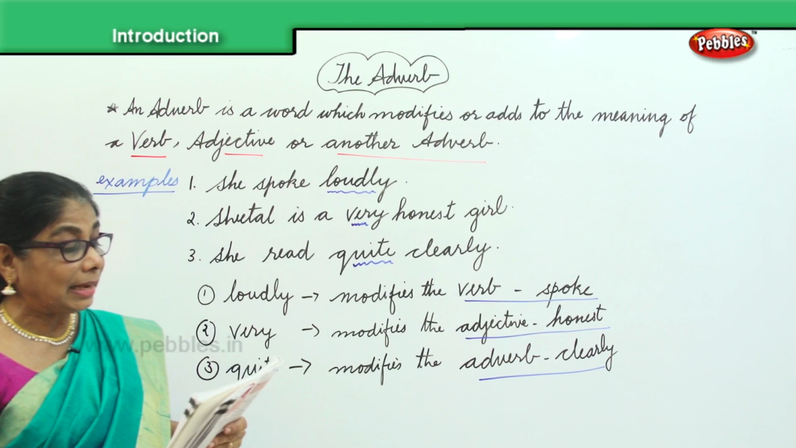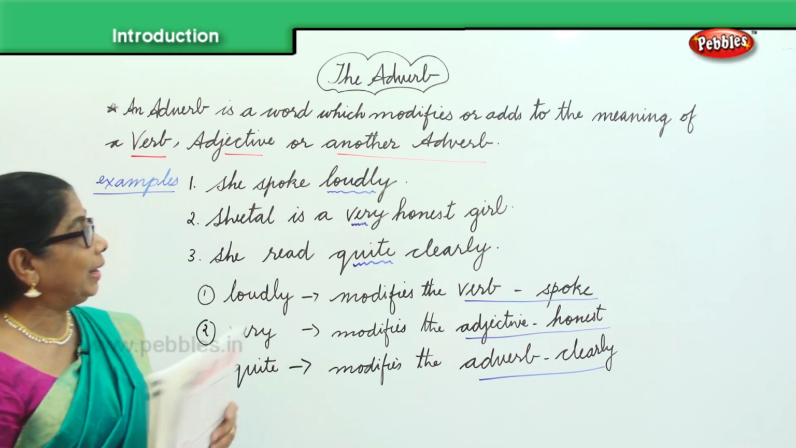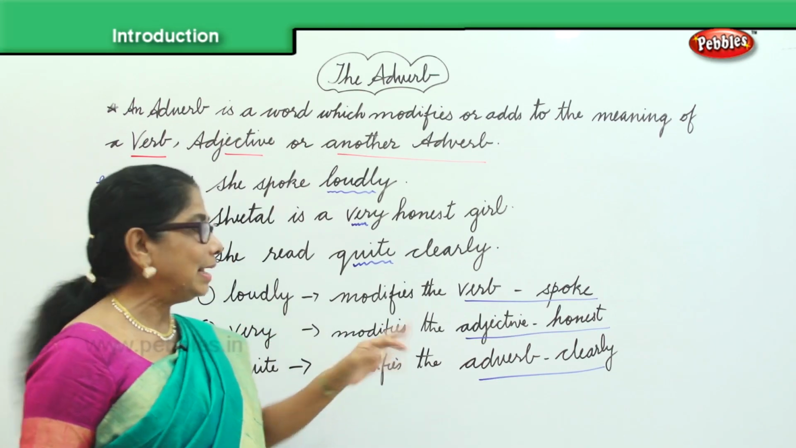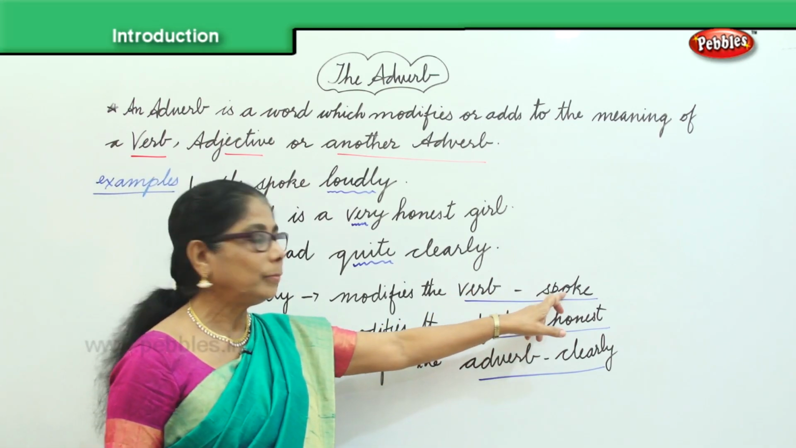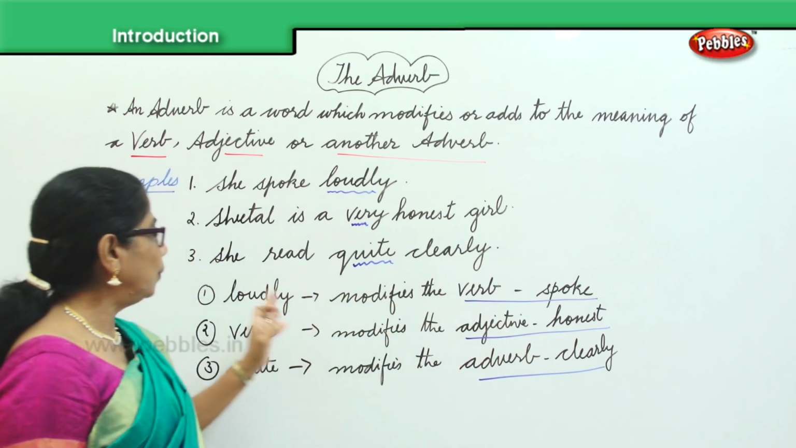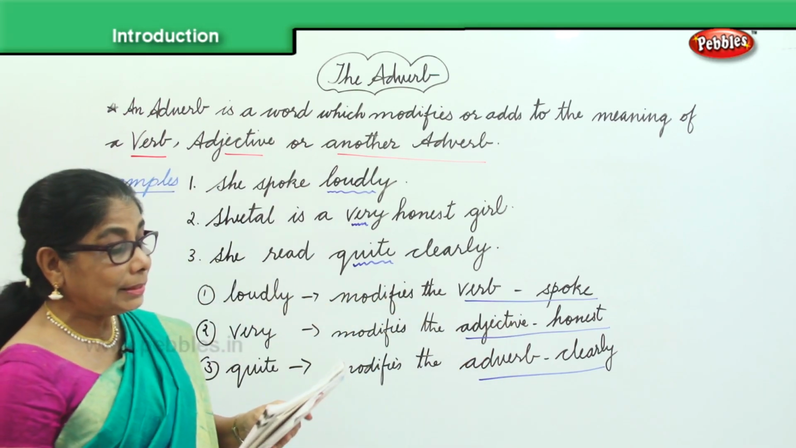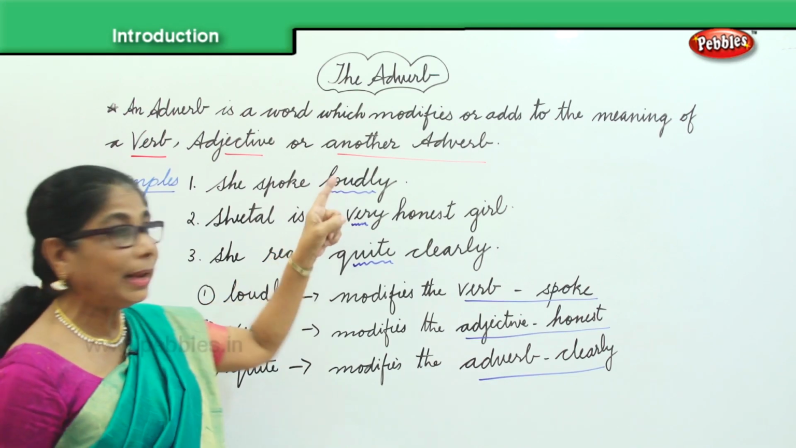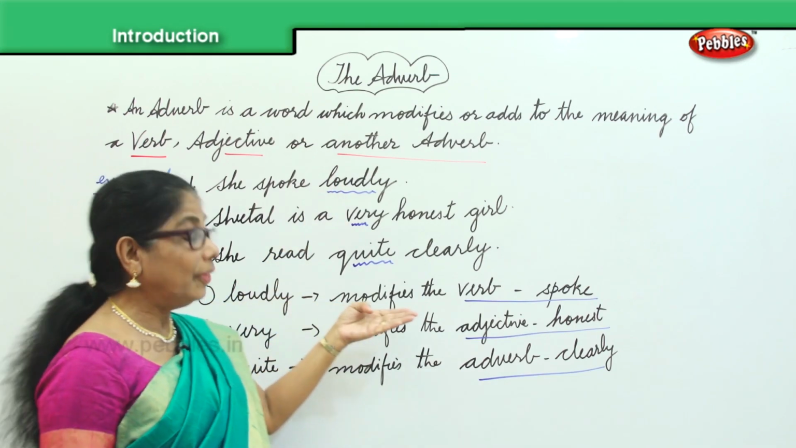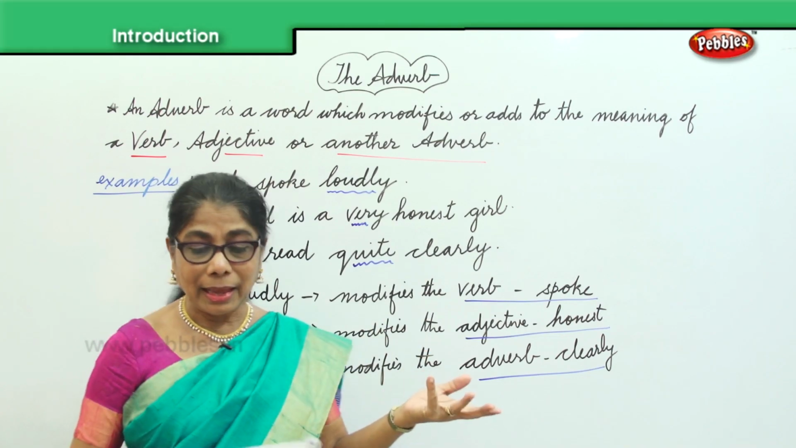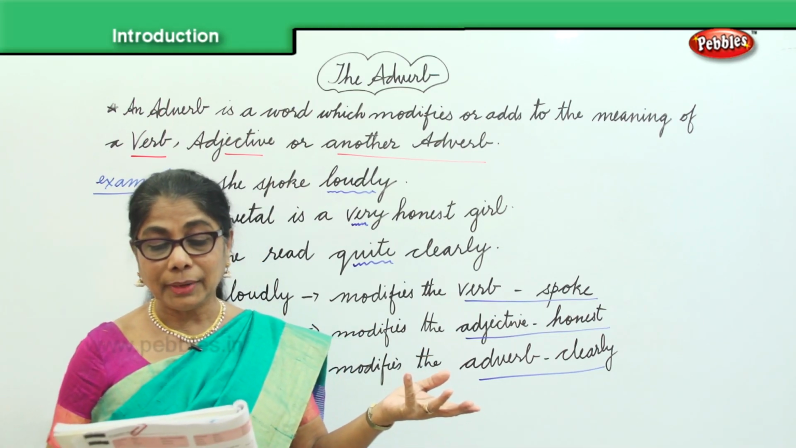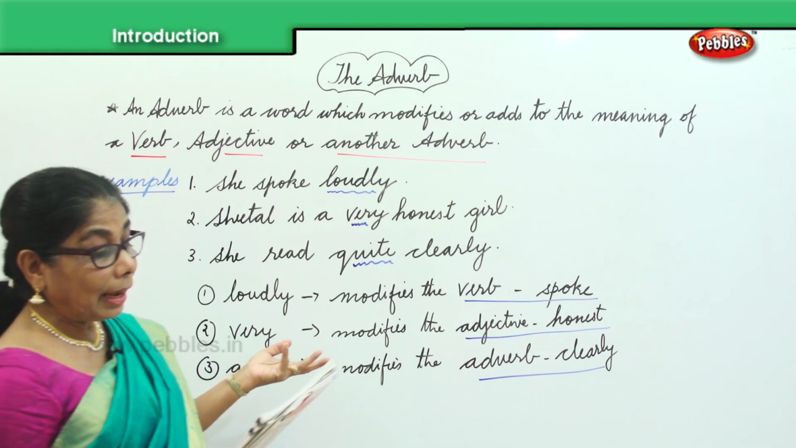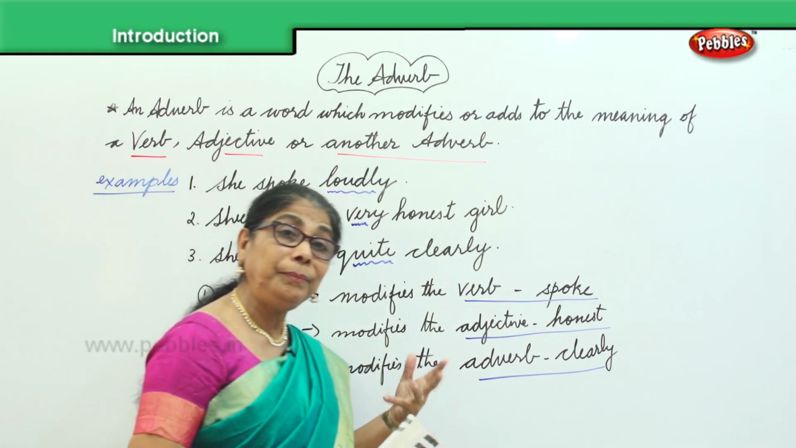Now I'll give you another sentence. She sings sweetly. Sings is the verb. Sweetly is an adverb, so it modifies the verb sings. I'll give you another one. Now, here it says, Asha came yesterday.